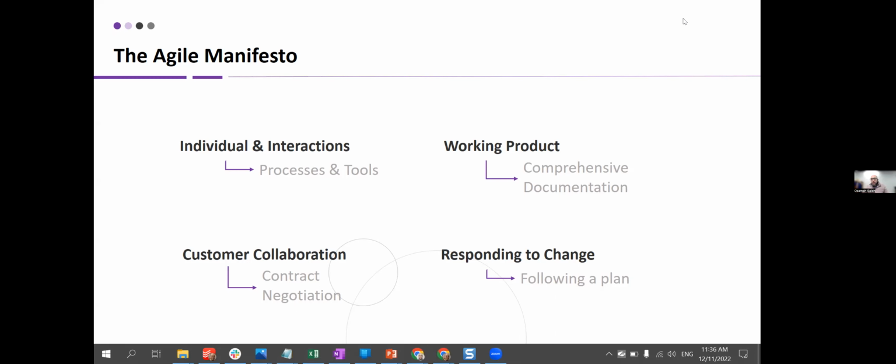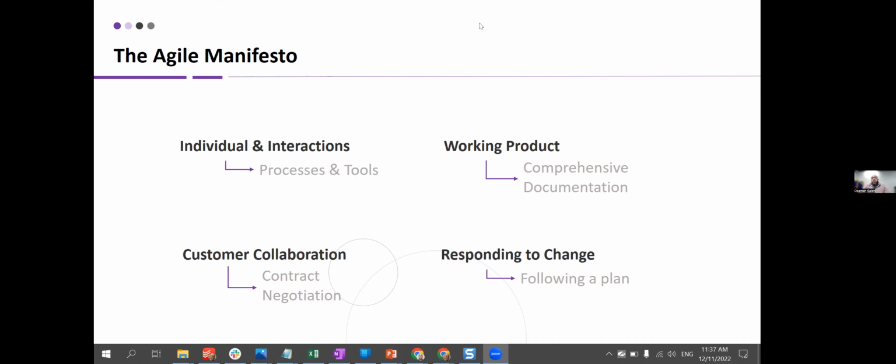Basically, what they said is, we value certain items over others. We value individuals and interactions over processes and tools. We value working product over comprehensive documentation. We value customer collaboration over contract negotiation. And we value responding to change over following a plan. These are the things that we value the most. They say it's not that we don't value the items on the right, it's that we value the items on the left more.